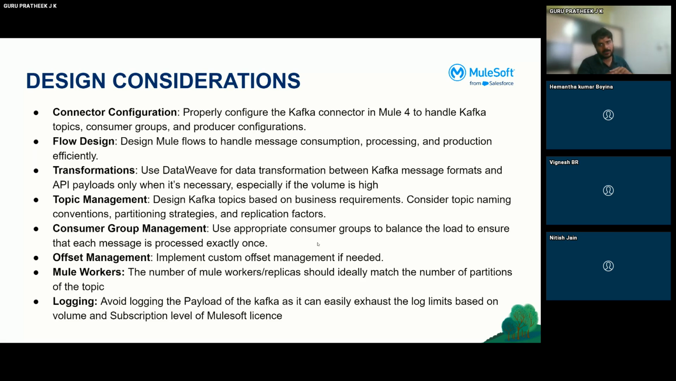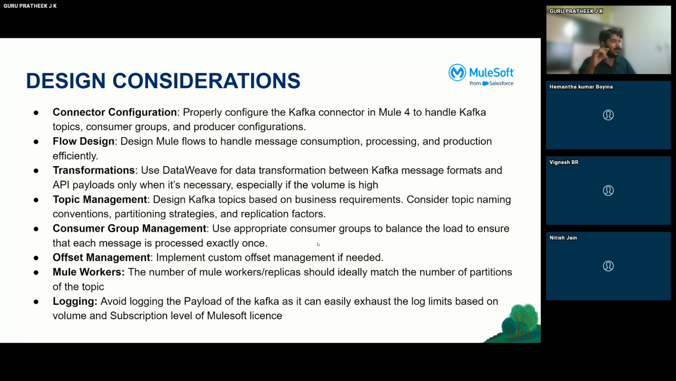Consumer group management. A lot of the times, if you do not specify a consumer group name, it will give some random names in the UI. So I would always suggest that the consumer group name should be unique. Let's say you have one topic and it is consumed by three different APIs. Each individual API can have its own consumer group name, so that in the UI you can actually know which consumer is where.